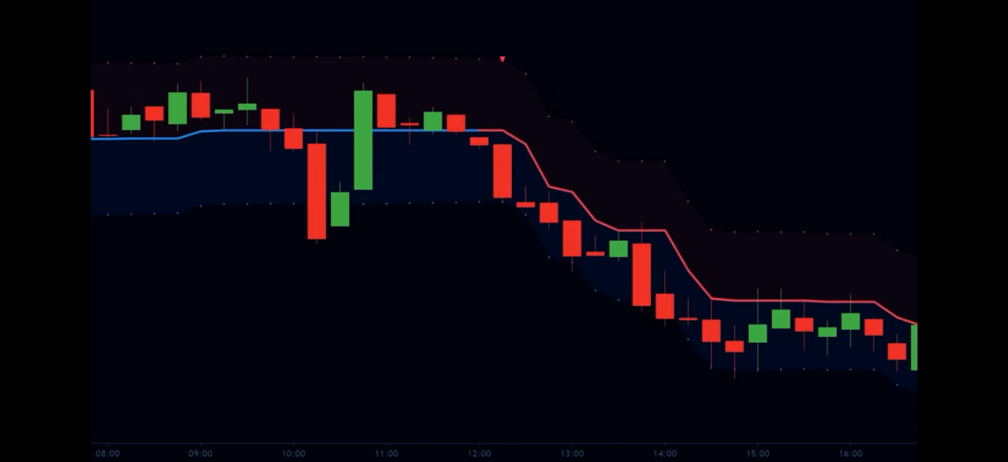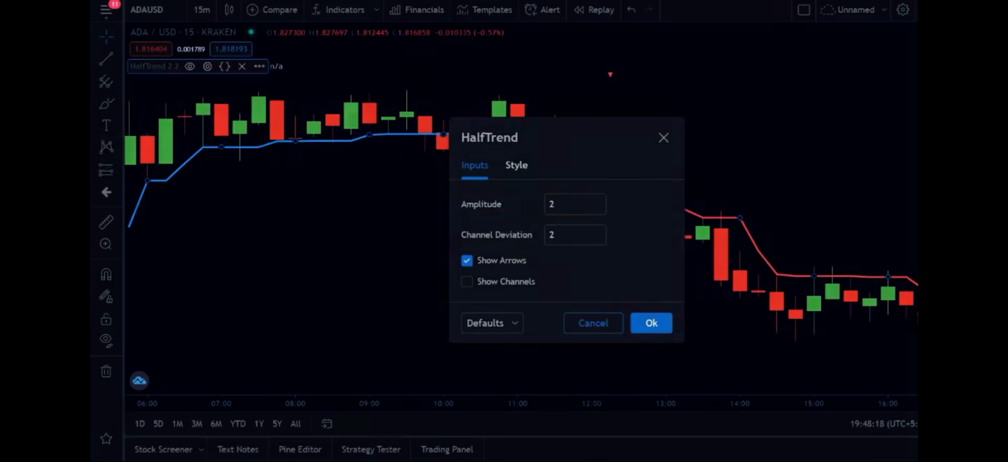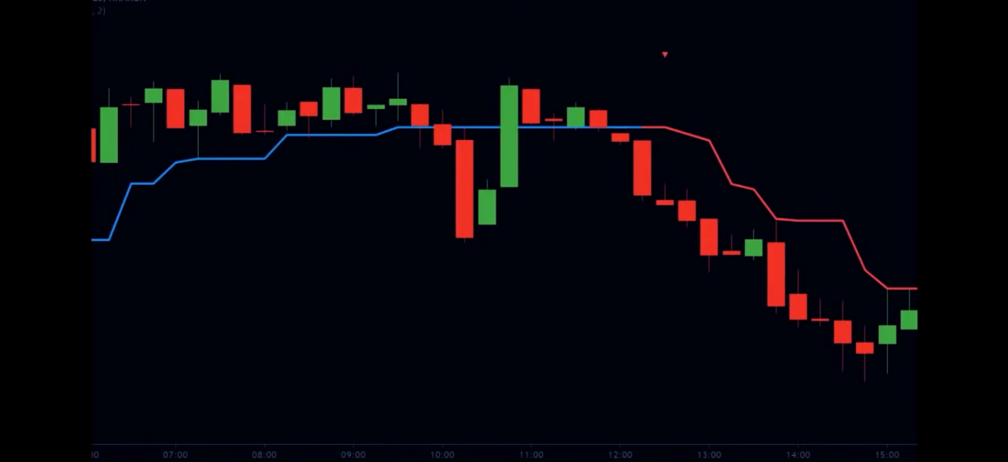For the purpose of our strategy, we only need the central line. So we can remove the upper and lower bands by unchecking the Show Channels option. Another change is that we will change the amplitude value to 4. Now the indicator is completely ready for our strategy.